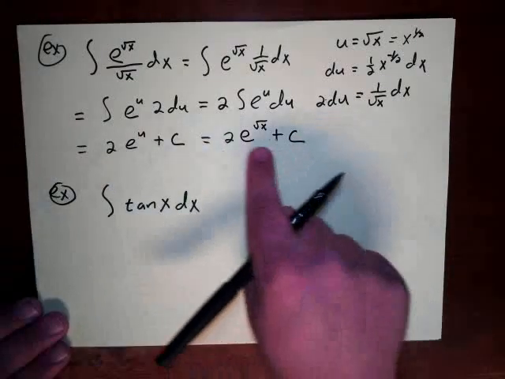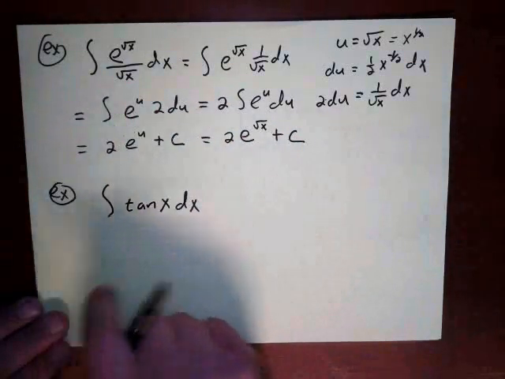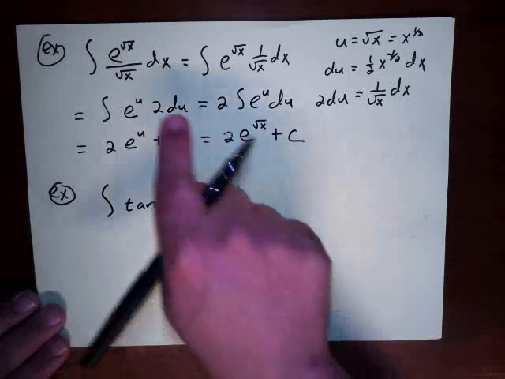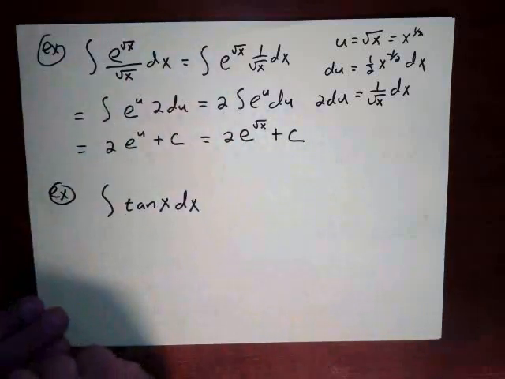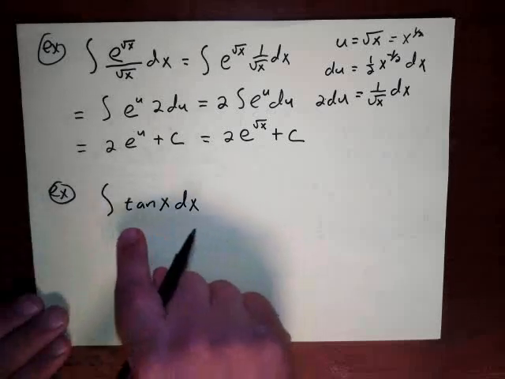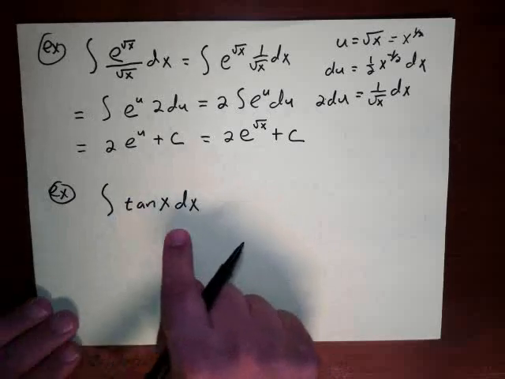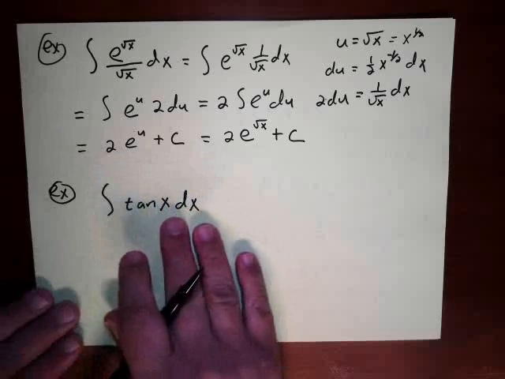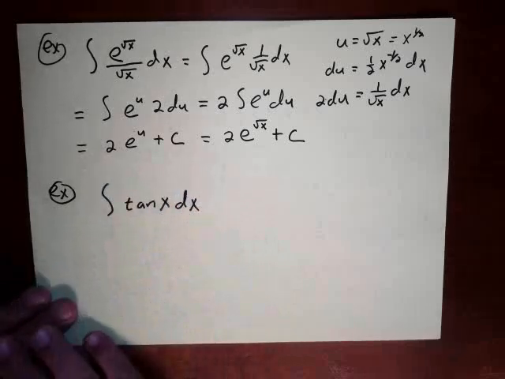And that would be the antiderivative of that. For each one of these, go ahead and take the derivative of this using the chain rule and see if you get that. You should get that. So what about this one? This doesn't look like there's any inside or outside function. This is just the tangent of x.